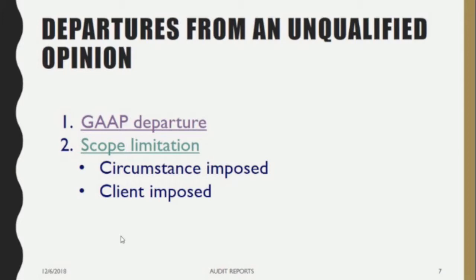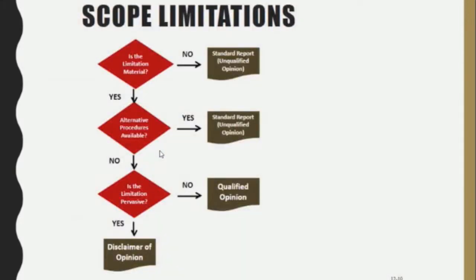So let's talk about the auditor's approach. When you have a scope limitation, what the auditor is going to decide, again, same decision tree, is: is it material? If it's not material, then there's no reason to modify the report. We issue a standard report. If it is material, then is it pervasive? And again, either this scope limitation has a material effect on the financial statements as a whole, versus it impacts a particular area.